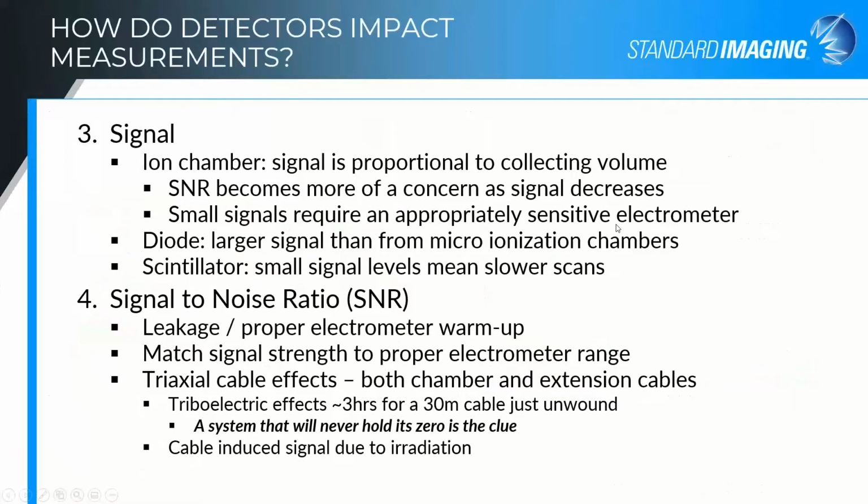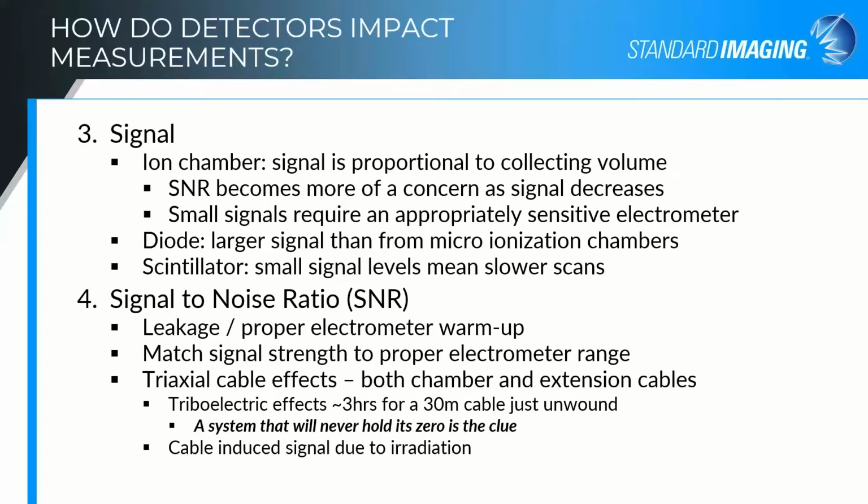So third question, what's our signal level? For the ion chambers, your signal is proportional to your collecting volume. So a smaller collecting volume gets you a proportionally smaller signal. And as your signal decreases, your signal to noise ratio becomes more of a concern. Small signals require an electrometer that has the appropriate sensitivity and noise floor in order to measure those quantities accurately. For a diode, you get a nicely larger signal than from a micro-ionization chamber, but of course, as we've seen, there are some trade-offs there as well.